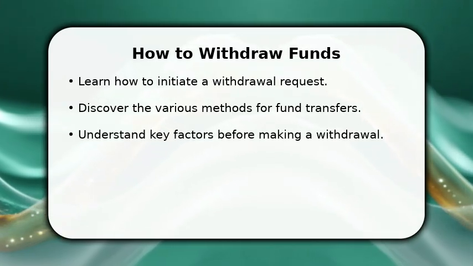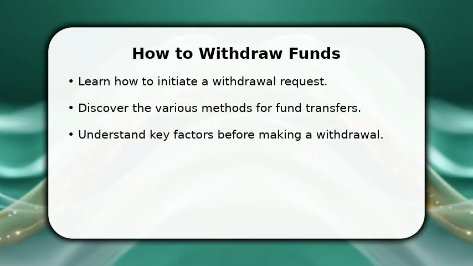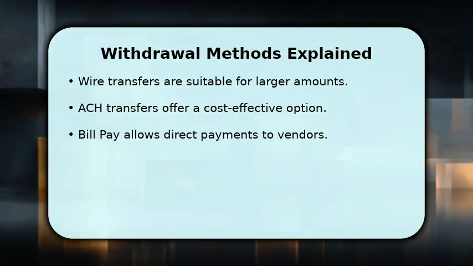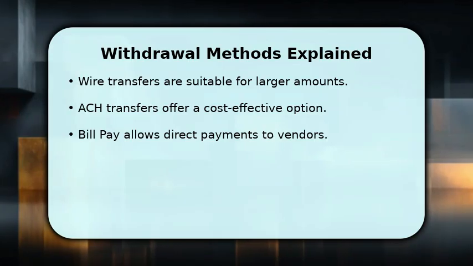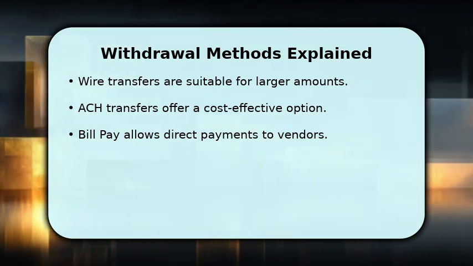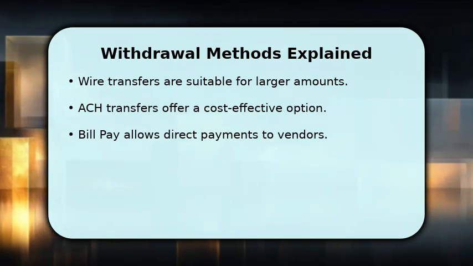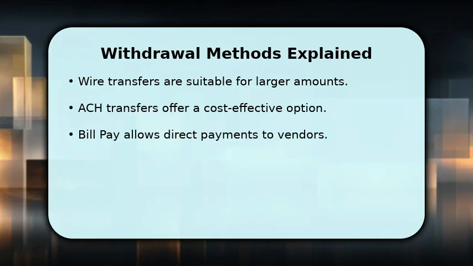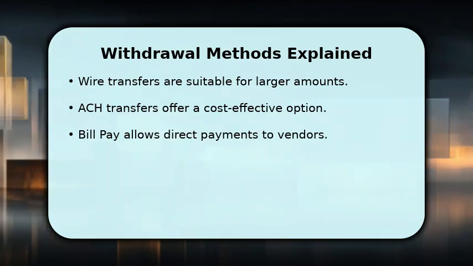This guide will help you manage your money effectively. Interactive Brokers offers several convenient ways to access your money. Wire transfers are excellent for larger sums, typically arriving within 1 to 3 business days. For United States clients, ACH transfers provide a free and efficient option, usually taking 1 to 4 business days.